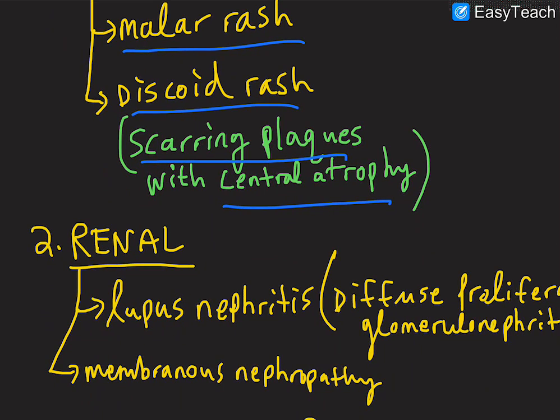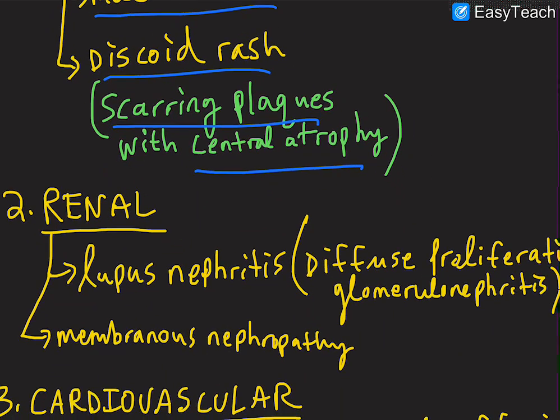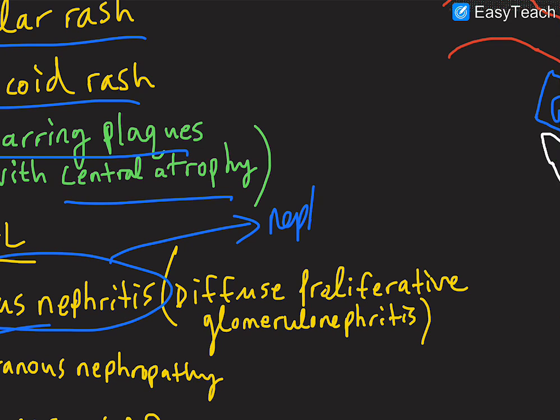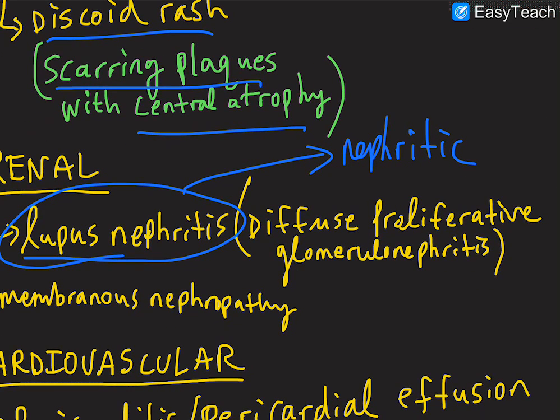Then it can affect your kidneys, right? Which we just finished talking about. So if antigen antibody complexes deposit into your kidneys, it can lead to lupus nephritis, which can lead to nephritic syndrome, okay? Where you have hematuria, blood in your urine, RBC casts. You may even see proteinuria also, and you can also see high blood pressure, right?